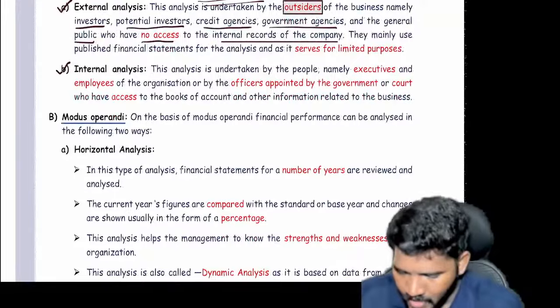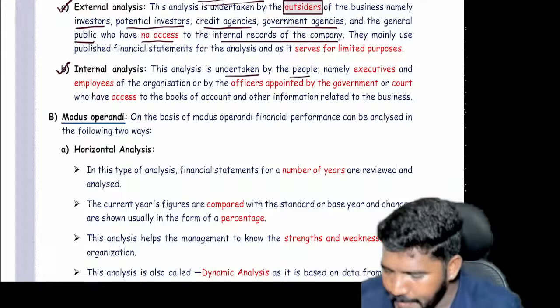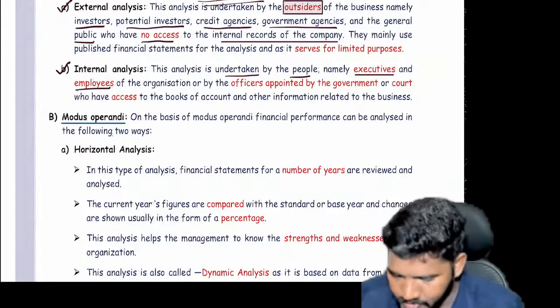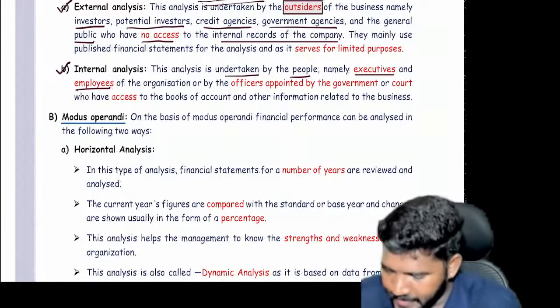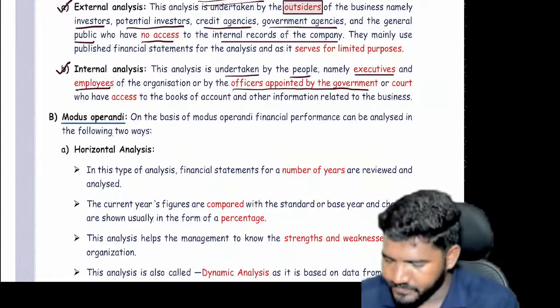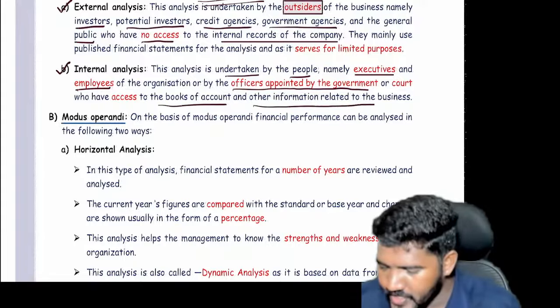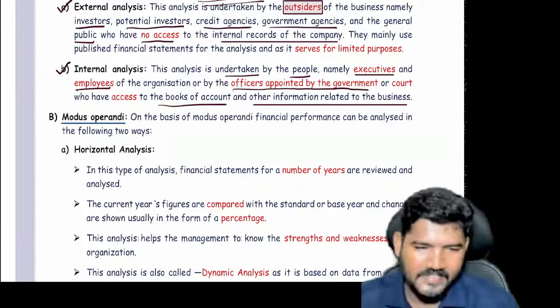Next, internal analysis. This analysis is undertaken by people, namely executives like top management and employees of the organization like internal auditors, and officers appointed by the government called external auditors, who have access to the books of accounts and other information related to the business. That kind of analysis is known as internal analysis.